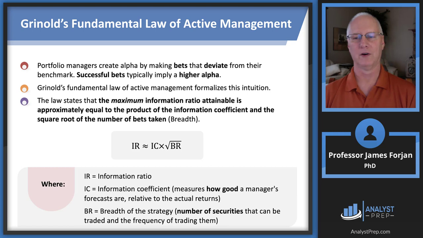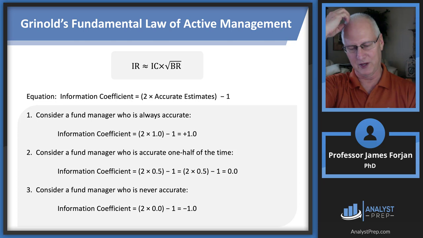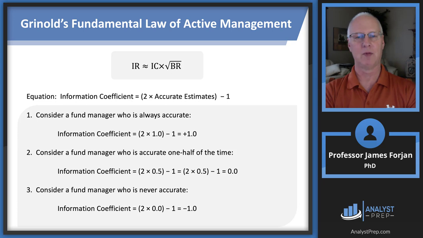I'm also always interested when we talk about this information coefficient. Now, Ang does a good job of telling you that it's a correlation coefficient, but I wanted to give you just a really quick example here. So here's an equation. This is not part of the chapter. This is just Jim's value added, if any, to the slide deck. So the information coefficient is equal to 2 times the accurate estimates minus 1.